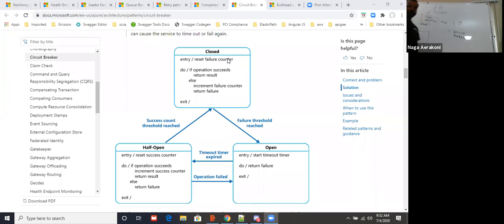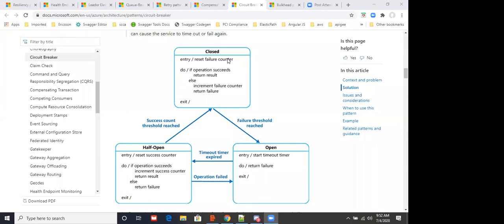Okay. And I also heard there is some Netflix library for this pattern. Are there similar solutions in other languages like C#? Any idea on that?